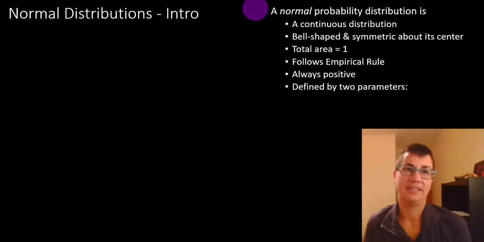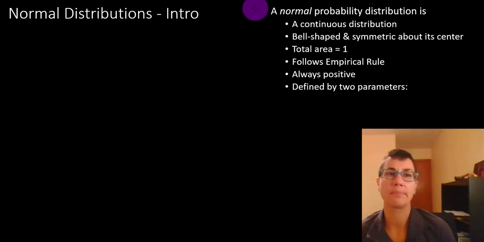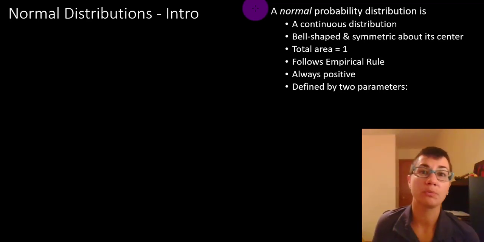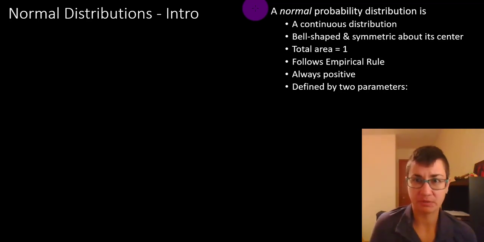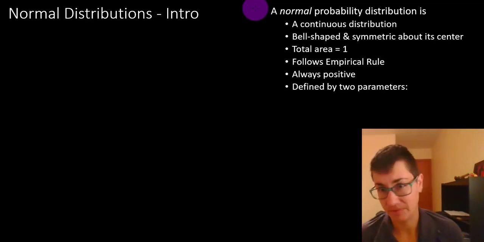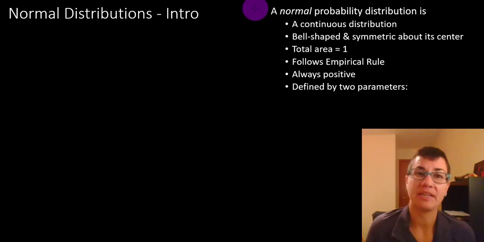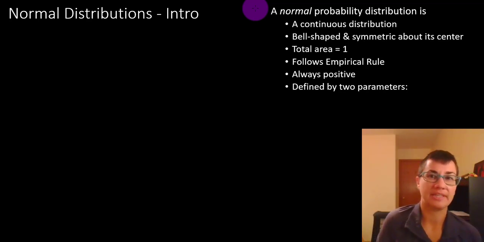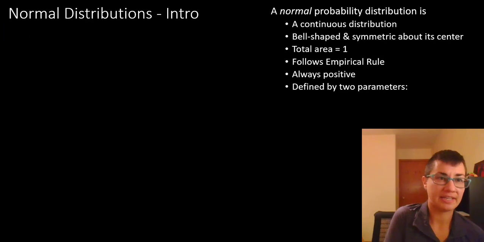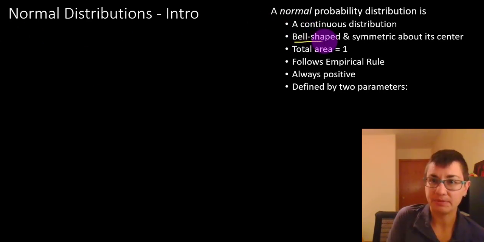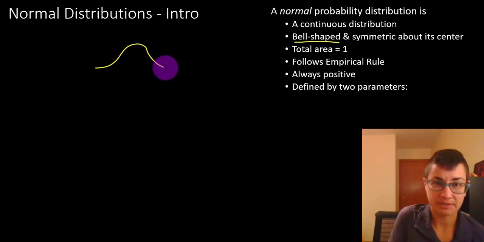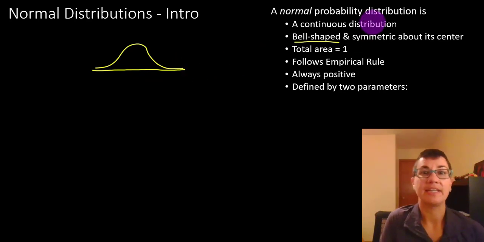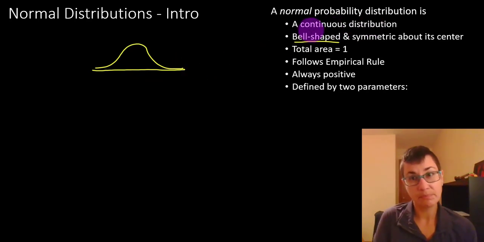Hello everyone! Let's jump into a new topic, which is that of normal distributions. This will be a brief intro and we will talk more details in additional videos. But a normal distribution is basically just a bell-shaped symmetric distribution. So you know what it looks like. And it is a continuous distribution.